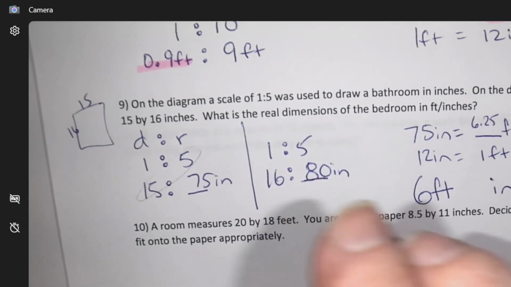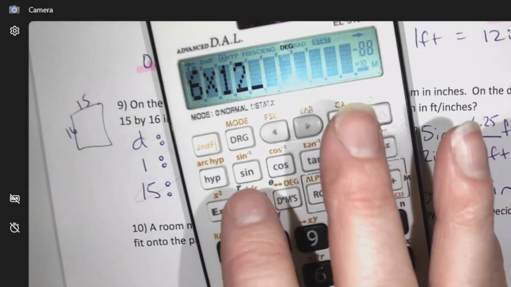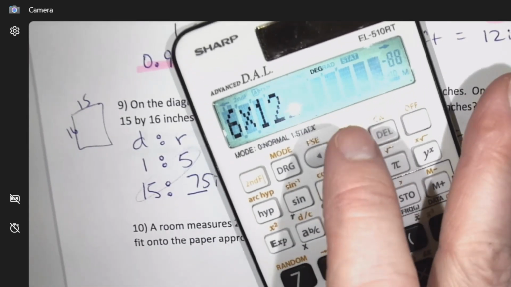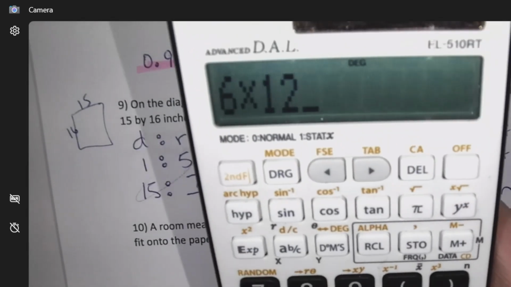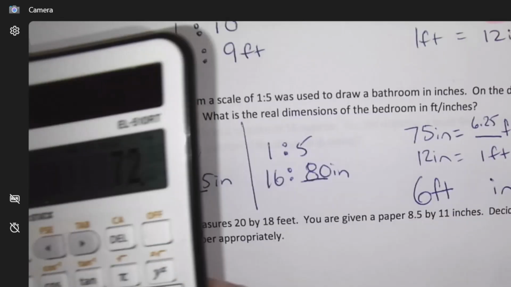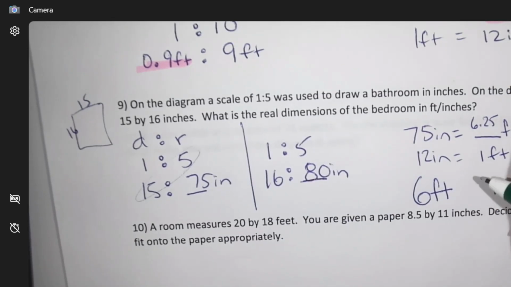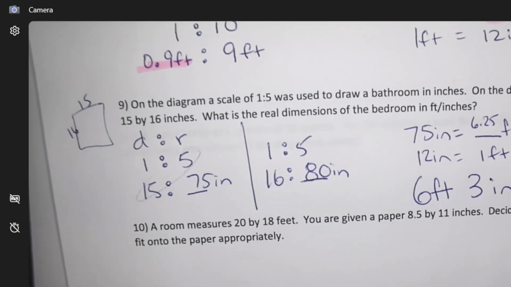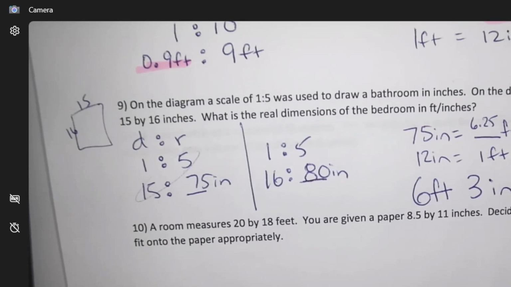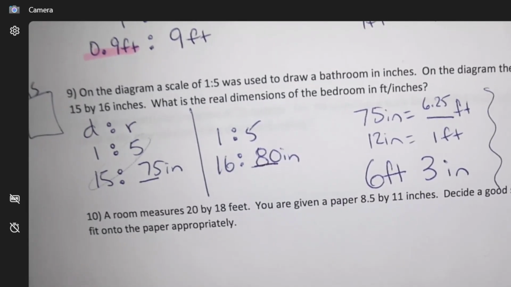Okay, so what else could I do here? Okay, so 6 times 12 inches is 72. So how many more inches do I have after 72? 3 more inches. Okay, repeat the process. So the room is 6 foot 3 inches on one wall.